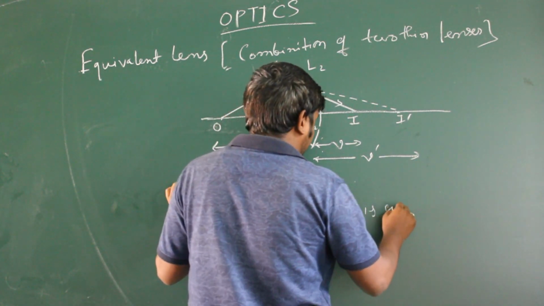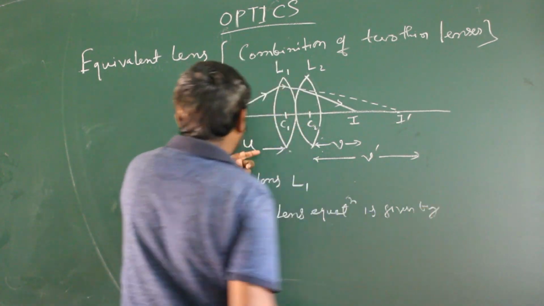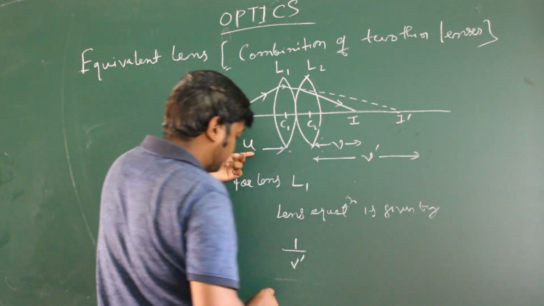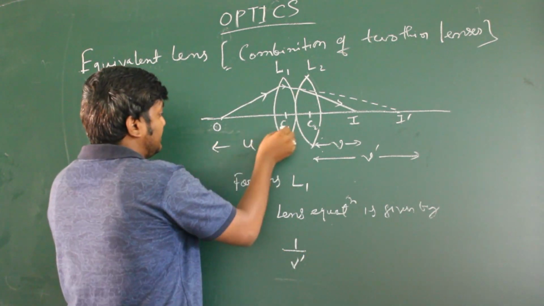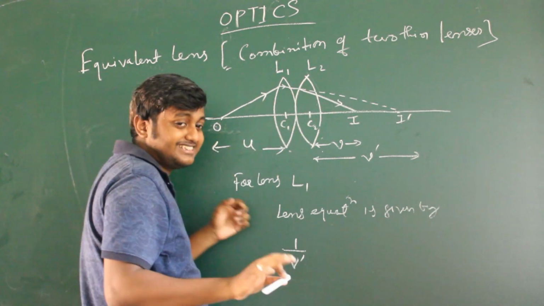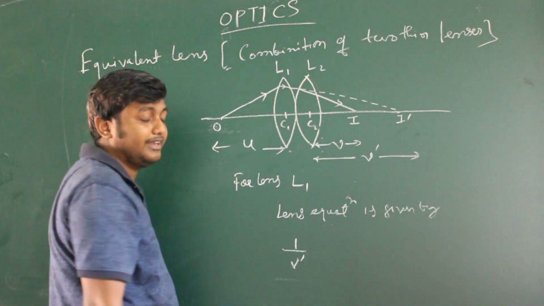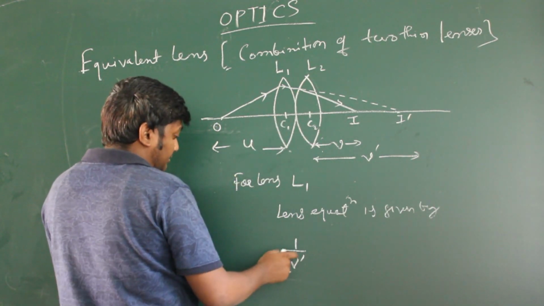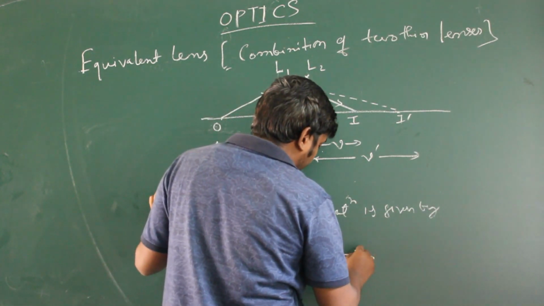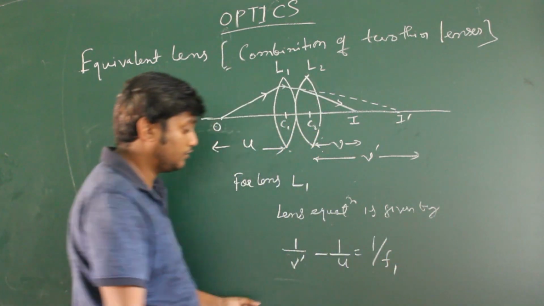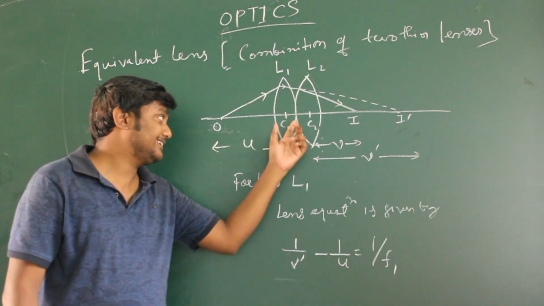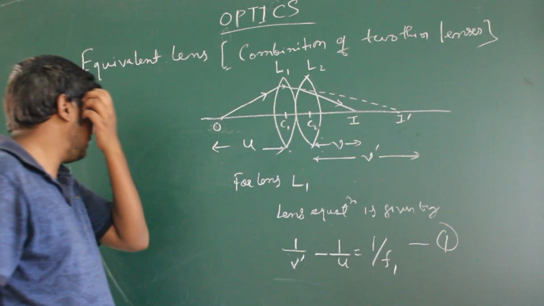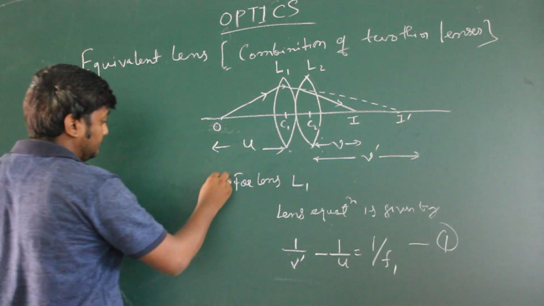What is the object distance? U. What is the image distance? V dash. Let us suppose for lens L1 the focal length is f1. Here, 1 by V dash minus 1 by U equals 1 by f1, from the lens equation. This is the equation for lens L1. Give it equation number 1.